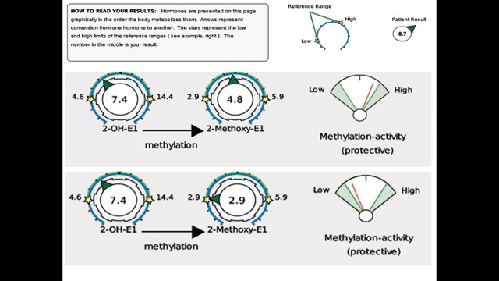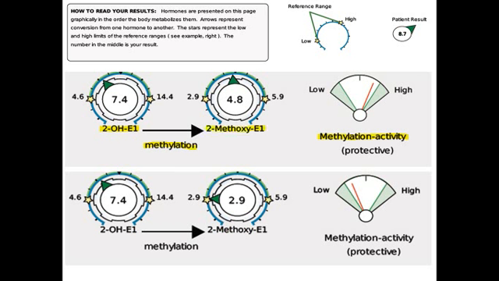The other representation that we have on here are these indices, which are represented by the fan style gauge. In this case, we're looking at methylation activity, and that's to look at a particular conversion within the body. Methylation is a protective action that the body takes on hydroxyestrogens, in this case 2-hydroxy-E1, and then there's a methylation process to 2-methoxy-E1.